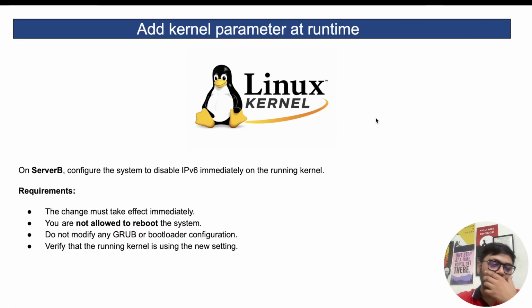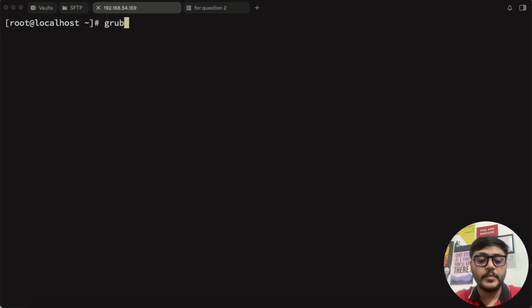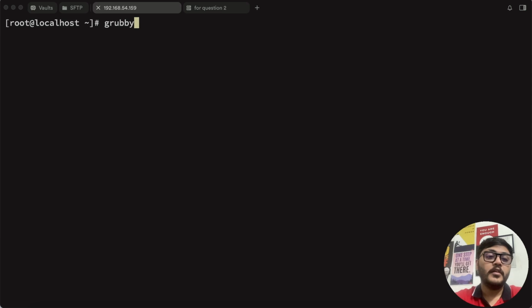Now the second question for kernel parameter is similar, but there's a difference. In this, we are going to add a kernel parameter at runtime. In the previous scenario, when I used grubby, I had to reboot the machine so that my kernel parameters would be applied in the running kernel. But if someone says you need to apply the changes at runtime, you do not need to reboot the machine, how can you achieve that? We are going to achieve the same thing with another command called sysctl.